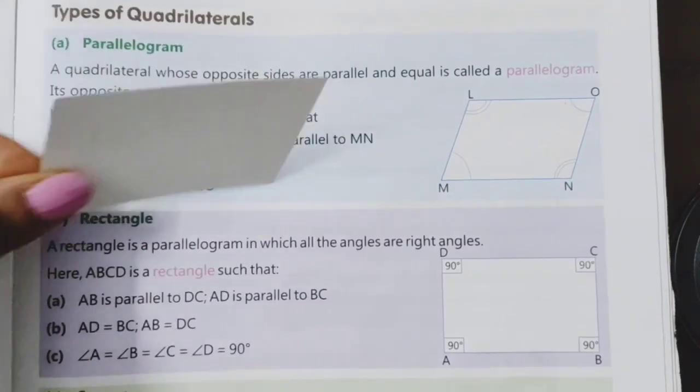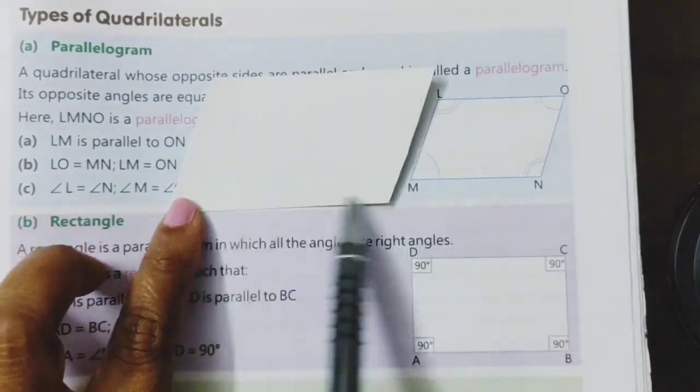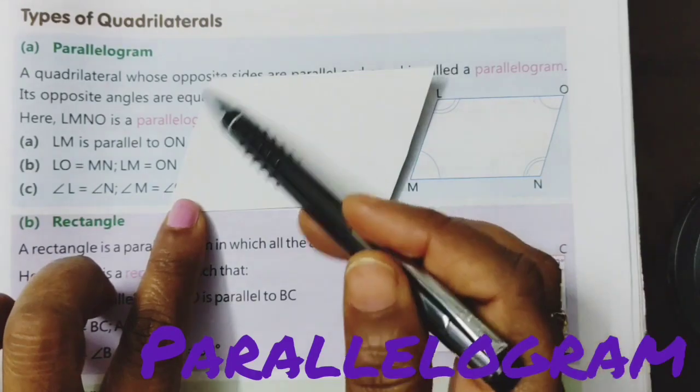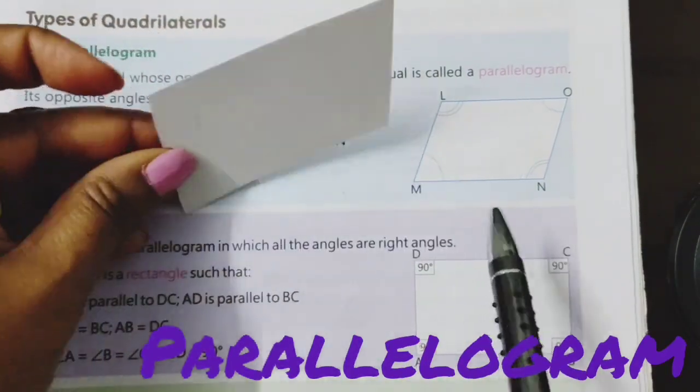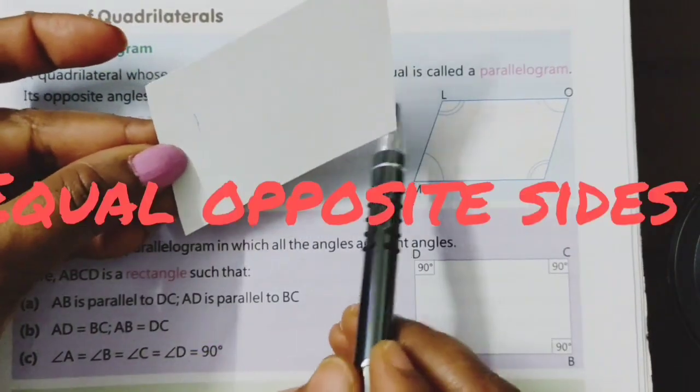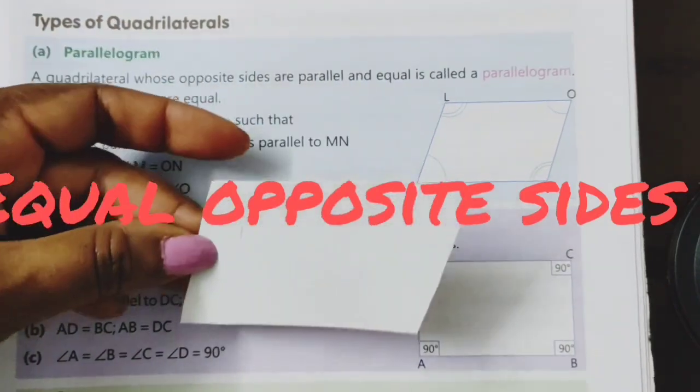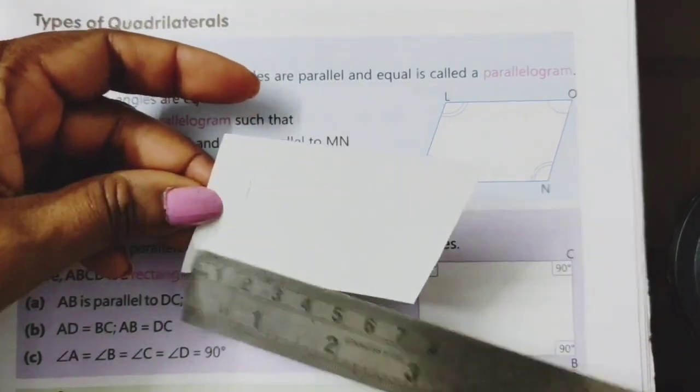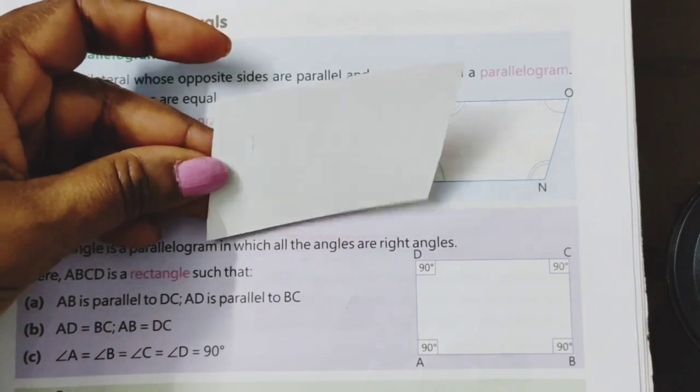What do you find here? Here you will find these two opposite sides are parallel and these two are also parallel, and you will see that these two sides are equal also. If you measure using a ruler, you will find that these two sides are equal.